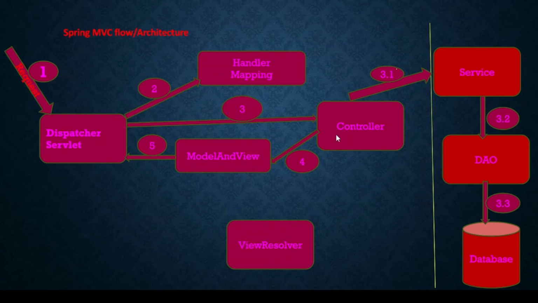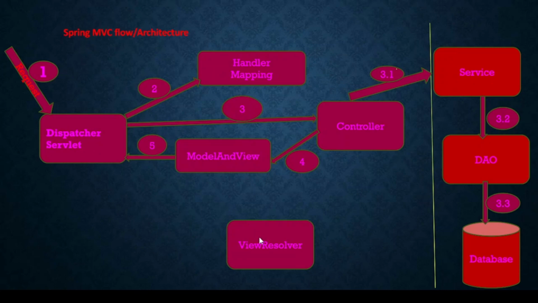View resolver means the controller layer will send the logical view name only, like home or success, not success.jsp. It will send success only, or error in case of failure. Only the logical view name. From the logical view name, the dispatcher servlet has to find the corresponding physical view. If it sends home, the dispatcher servlet has to find home.jsp, or if it sends success, then success.jsp. The dispatcher servlet has to find this with the help of the view resolver.